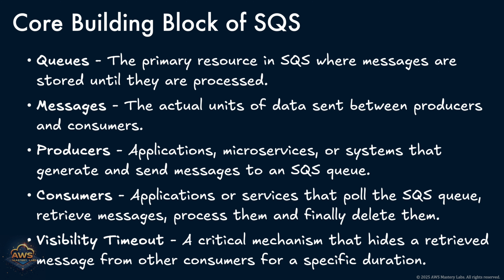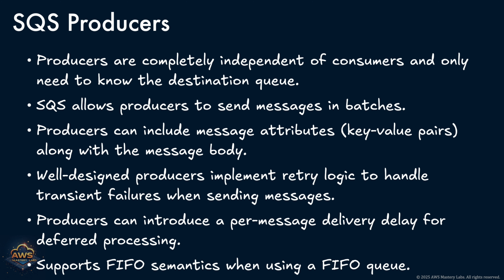be retried. Now let's talk about SQS producers, the components responsible for sending messages to the queue. One of the key benefits of SQS is that producers are completely independent of consumers. A producer simply needs to know which queue to send the message to. It doesn't need to know who will process it, when it will be processed, or even how it will be processed. This decoupling provides incredible flexibility and allows systems to evolve independently.